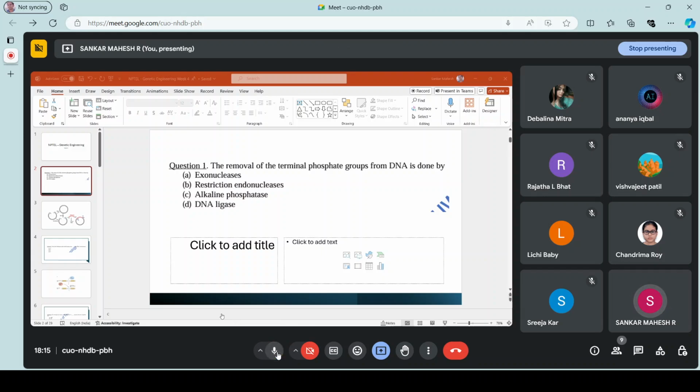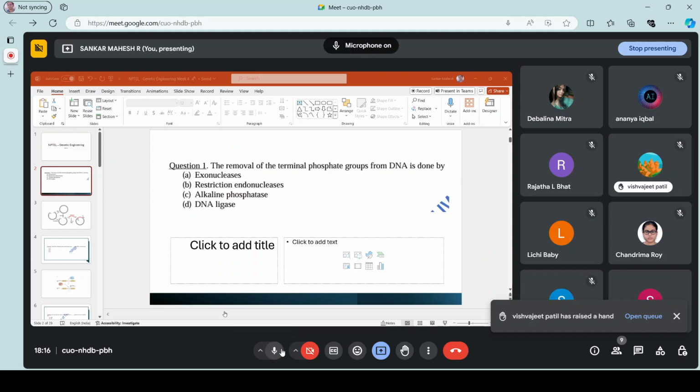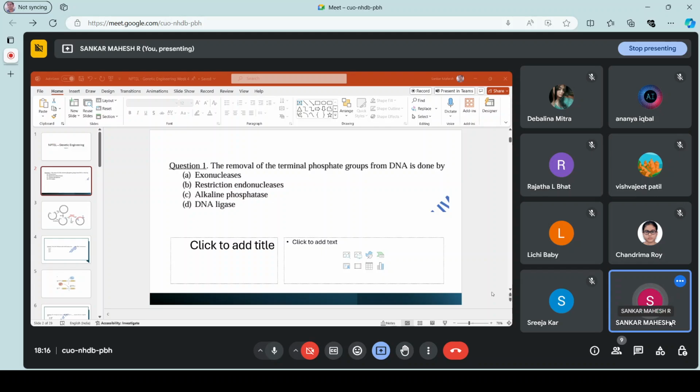So if anyone would like to answer, you can raise your hand. Yeah, Vishwadip, you can start by telling us or justifying why an option is incorrect.